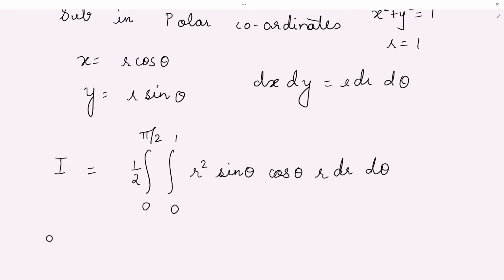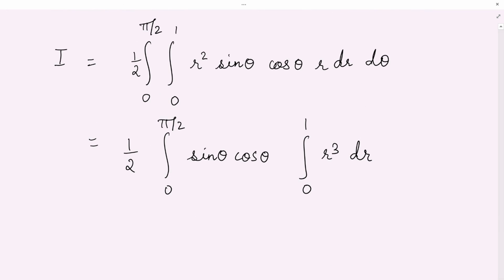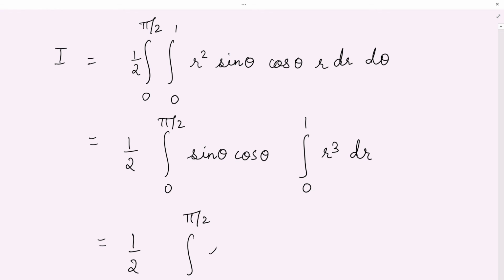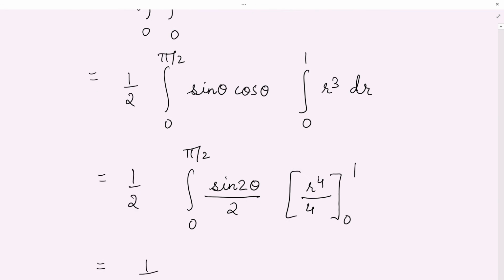Okay, so first let me integrate this with respect to r. So sin theta and cos theta will come outside. So you will be left with r³ dr, 0 to 1, which is nothing but r⁴. Sin theta cos theta can be written as sin 2 theta by 2. And this is r⁴ upon 4, the limits are 0 to 1. So you will have 1/4. So this 1/4 and 1/2 will become 1/8.